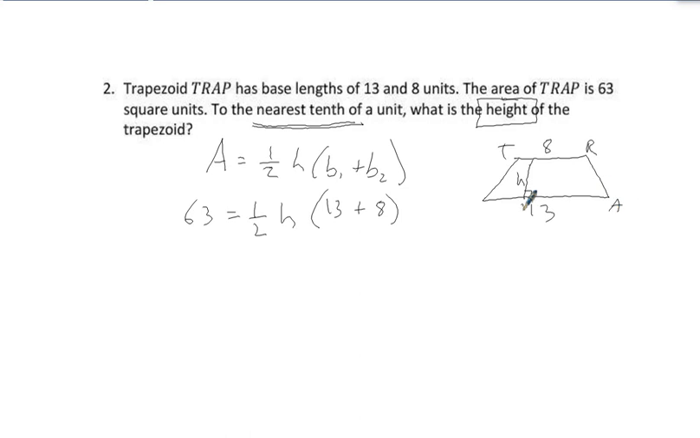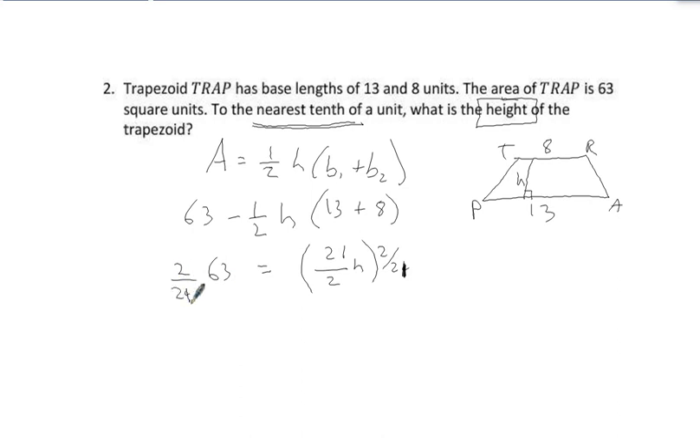It may also be helpful for you to draw the trapezoid they're talking about. This is the height that we want to find. 8, 13 are the bases, and there's your trapezoid. Find that height. Okay. 13 plus 8 is 21. Half of that times the height equals 63.